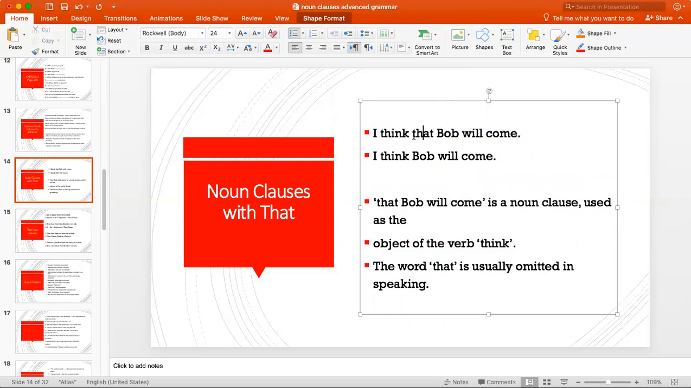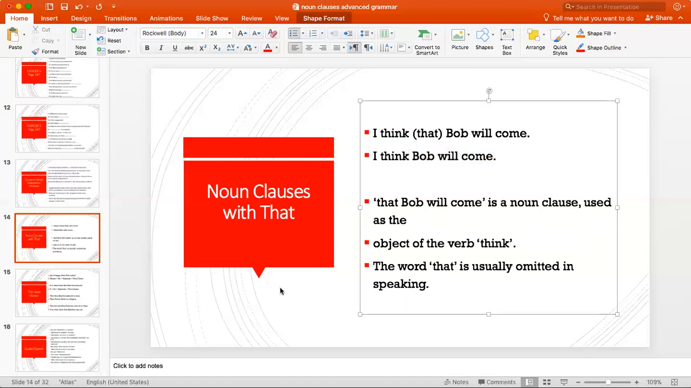And "that" in this case is optional. You can delete it. In a grammar box, you will usually find "that" in such cases between brackets. I think Bob will come. Because originally we have a deleted "that," some beginners might think this is a wrong sentence because we have subject and verb without a connector. It's actually correct because we have a deleted "that." In spoken English, usually you delete "that," and sometimes in written English. So the object of the verb "think" is the noun clause that starts with "that": Bob will come.